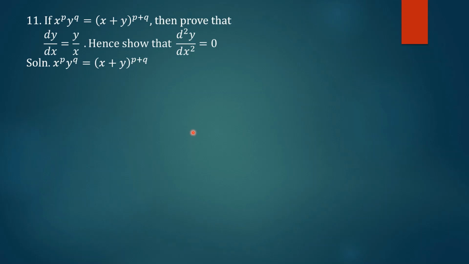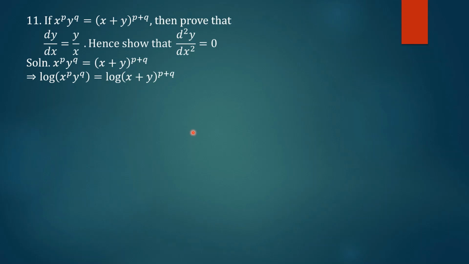Can you think about the method from here? x to the power p into y to the power q is equal to (x plus y) whole to the power p plus q. Can you imagine the method? The method is by taking logarithm, because the function has product and power, so you can use logarithm before differentiation. Then it will make the procedure of the solution easier. And therefore we take logarithm on both sides of the problem.